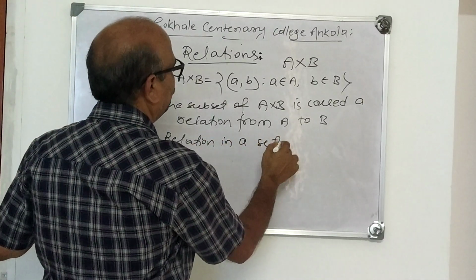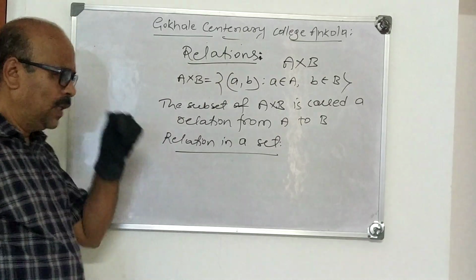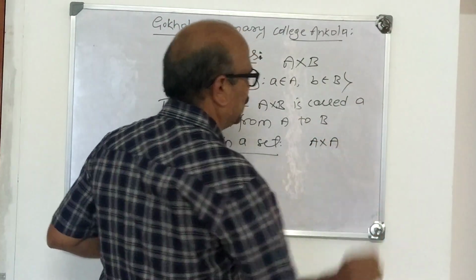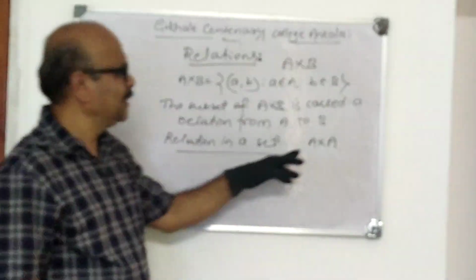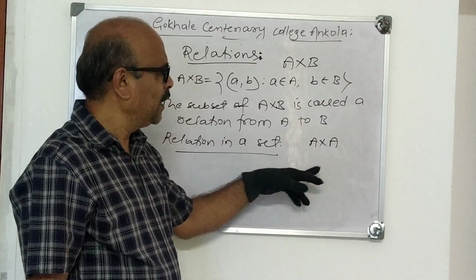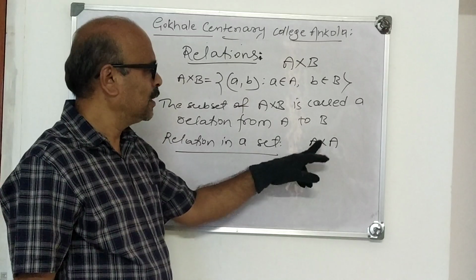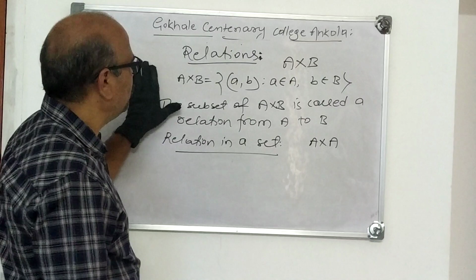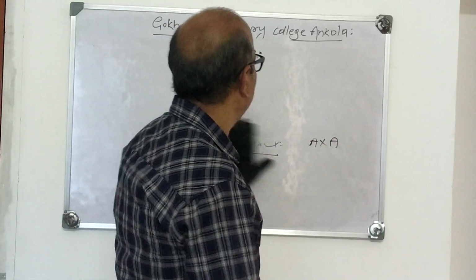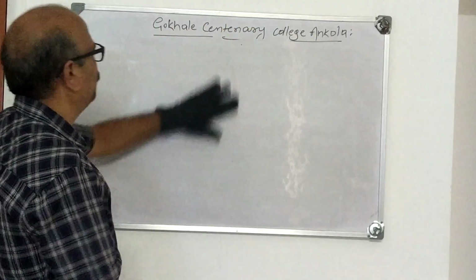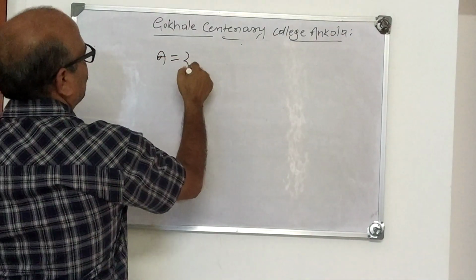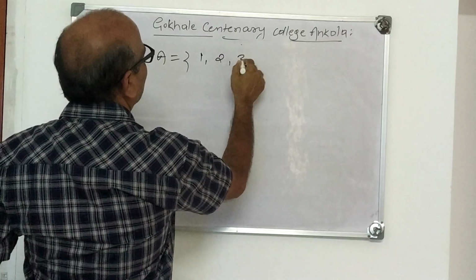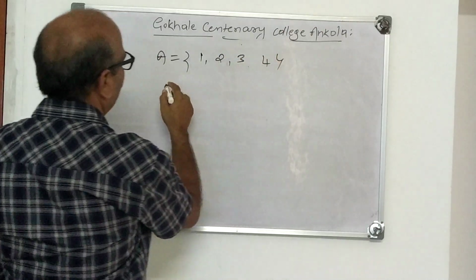Relation in a set. What is a relation in a set? It is a subset of A cross A. Suppose A is any non-empty set. Relation in a set is a subset of A cross A. That is the definition. Now, I give an example here for relation. Suppose A is a non-empty set consisting of 1, 2, 3, 4.